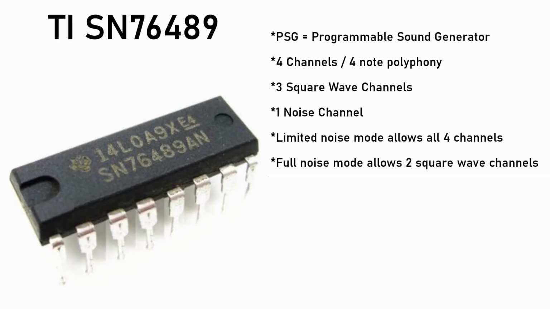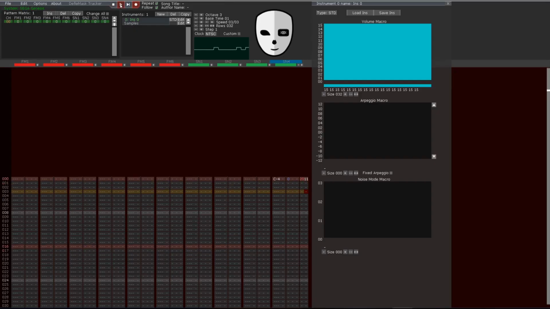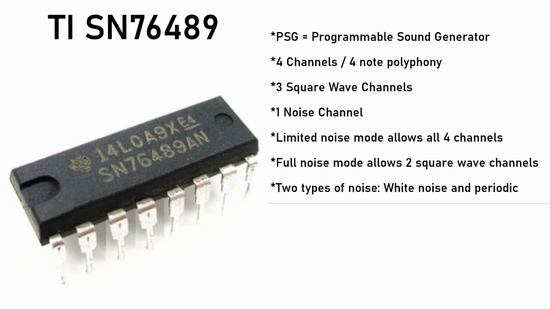Also, as far as noise goes, the chip can create 2 types of noise. Standard white noise, which sounds like this, and periodic noise, which sounds like this.